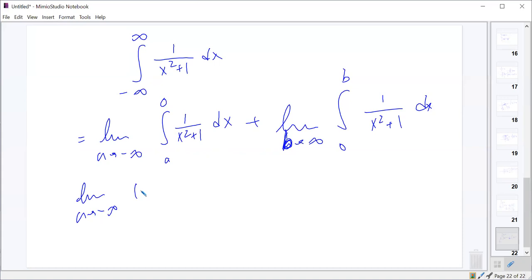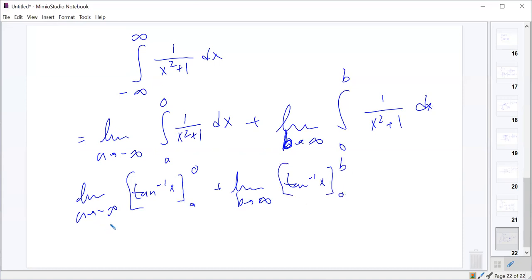And here we can just go through and integrate. 1 over x squared plus 1 is inverse tangent x from a to 0, and the limit as b approaches infinity of inverse tangent x from 0 to b. The inverse tangent of negative infinity is negative pi over 2. So we end up with 0 minus negative pi over 2, plus the inverse tangent of infinity, which is pi over 2, minus 0. So we'd end up with pi over 2 plus pi over 2, which is pi.